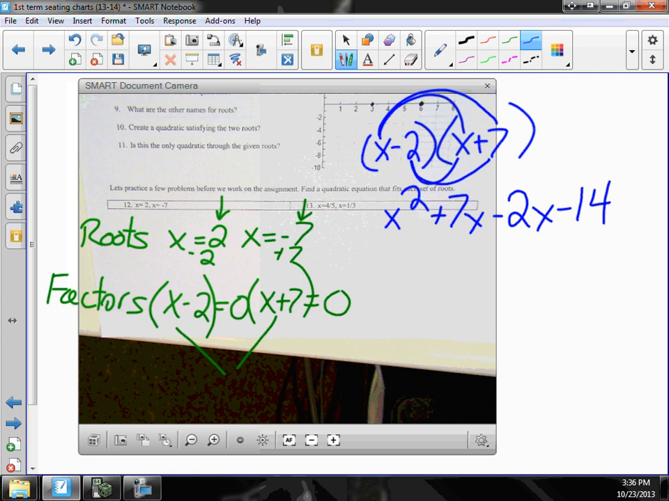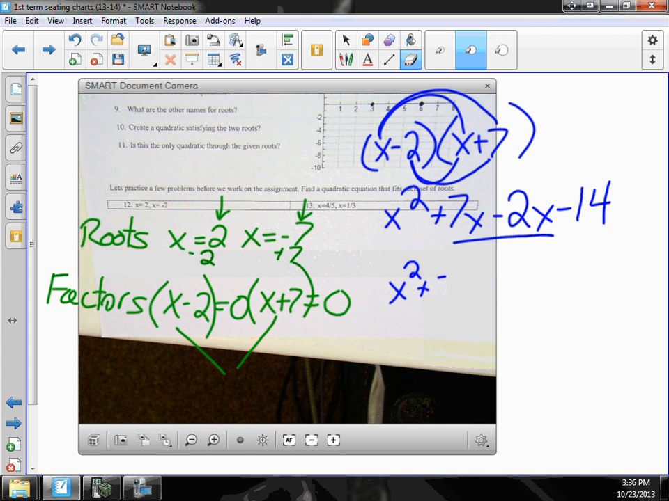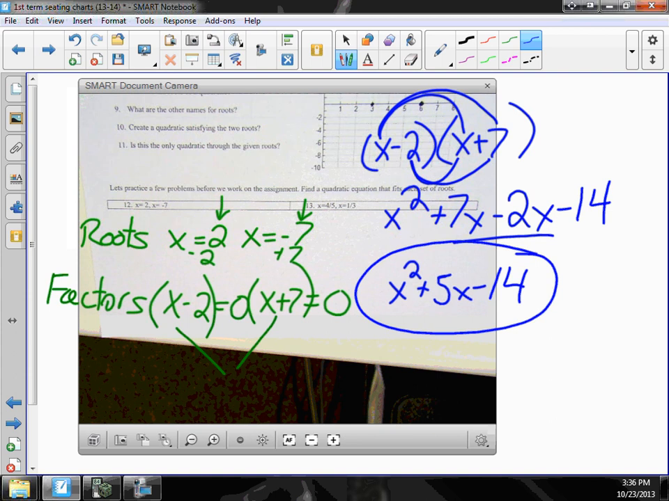Then you can usually put those two middle terms together. x squared plus 7 minus 2 is 5, so plus 5x minus 14. And this is a quadratic that hits at 2 and negative 7.